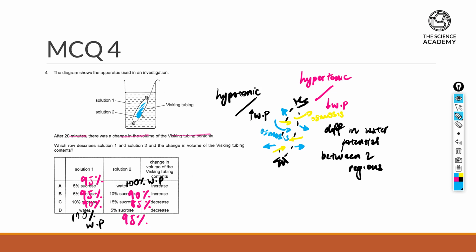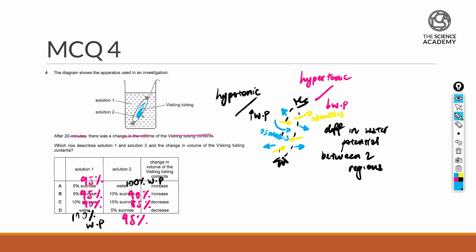If we want the Visking tubing to shrink, that must mean that solution 2 was of a higher water potential than solution 1, causing water to leave the Visking tubing via osmosis. But should we want the Visking tubing to shrink? My mistake. If we want the Visking tubing to increase in size, we want solution 2 to have a lower water potential compared to solution 1, so that water will enter the Visking tubing via osmosis.